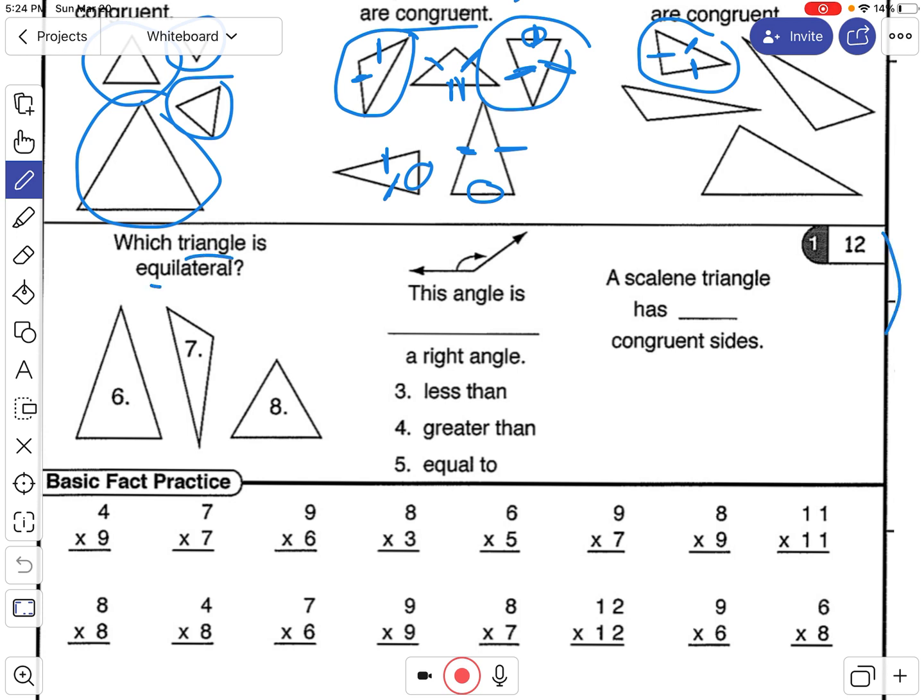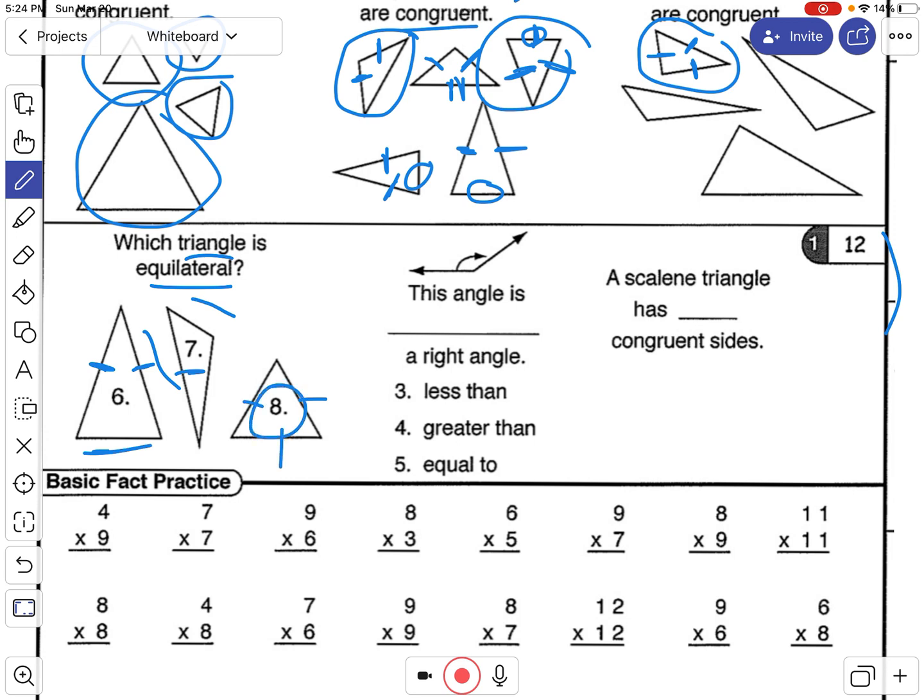Which triangle is an equilateral? That means all 3 sides are the same. Well, this is an isosceles, 2 sides congruent. This one here, the second one, number 7, is a scalene because it's got a small, medium, and large. None of the sides are congruent on 7. 8, they're all the same, so 8 is the answer there.